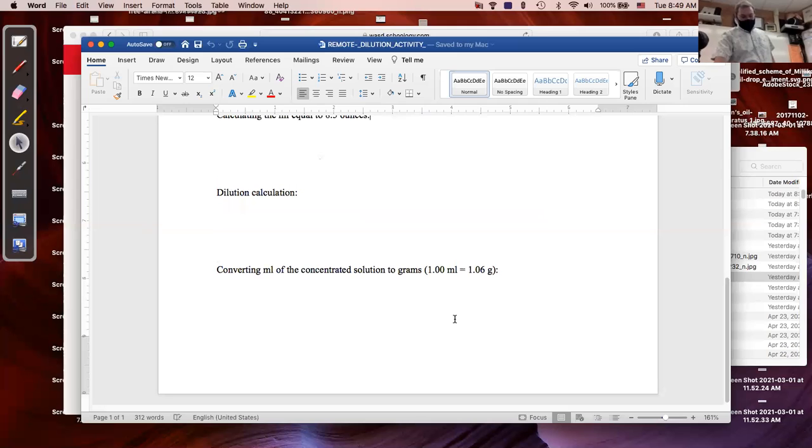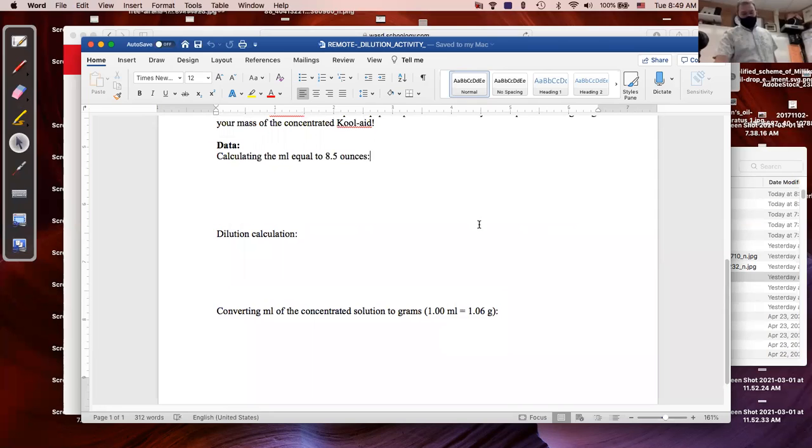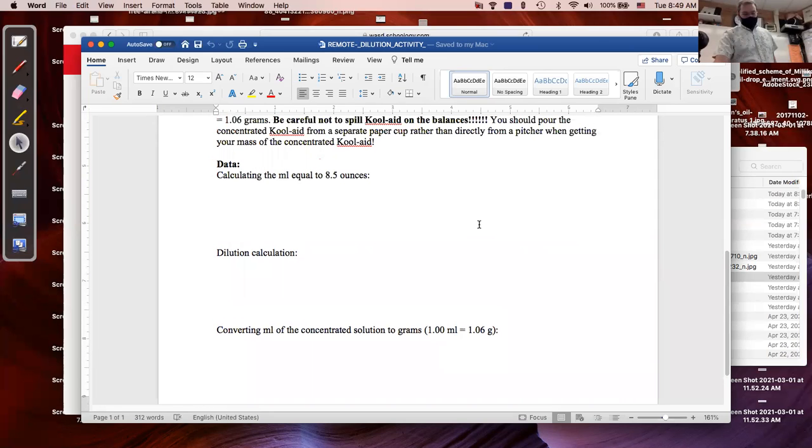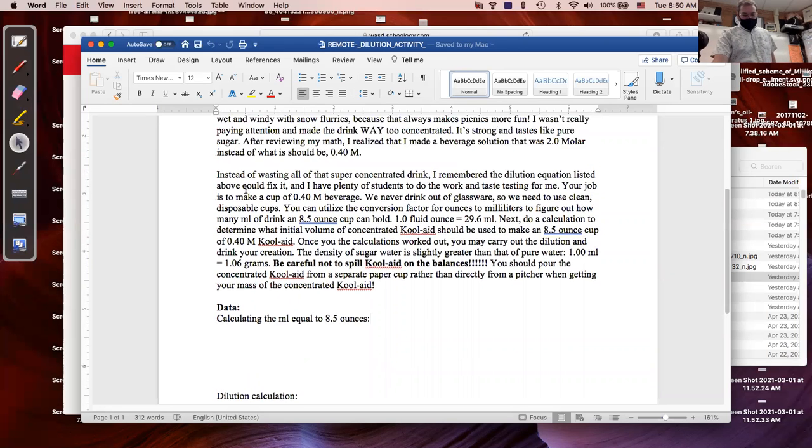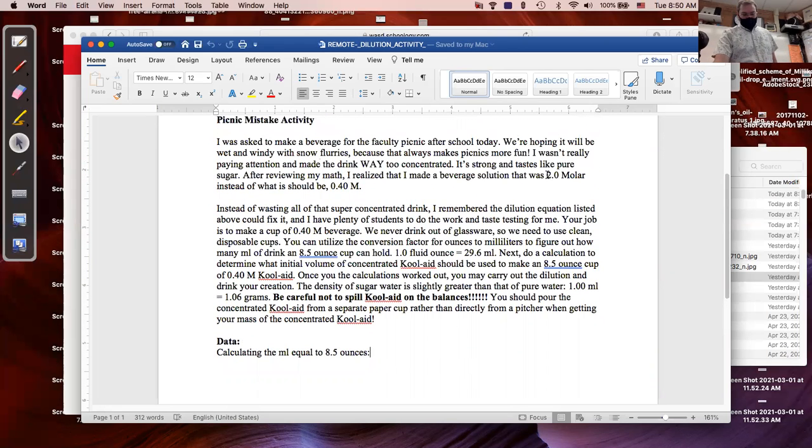And the issue is you're not going to be making observations about what it looks like and tastes like because you can't look at it and taste it. So anyway, 8.5 ounces, how many milliliters is that? Your goal is to dilute the solution. It starts out as 2 molar. And you want to get the concentration down to 0.4 molar.